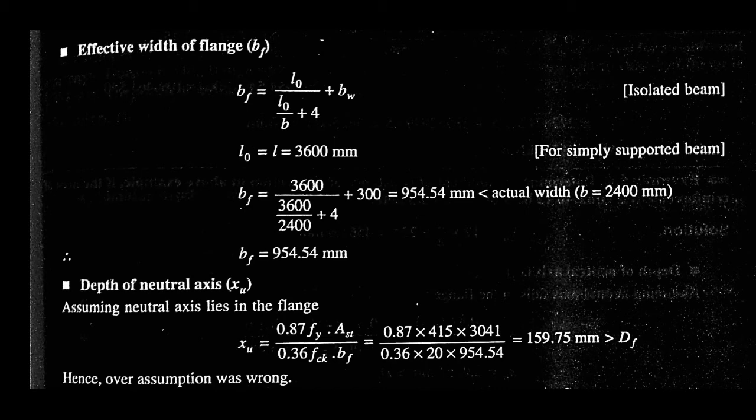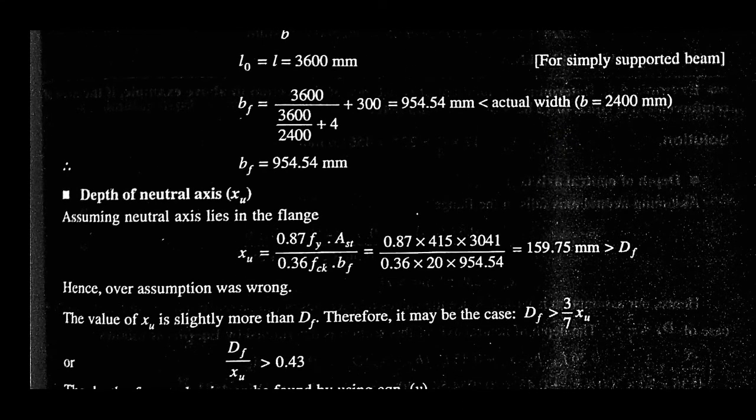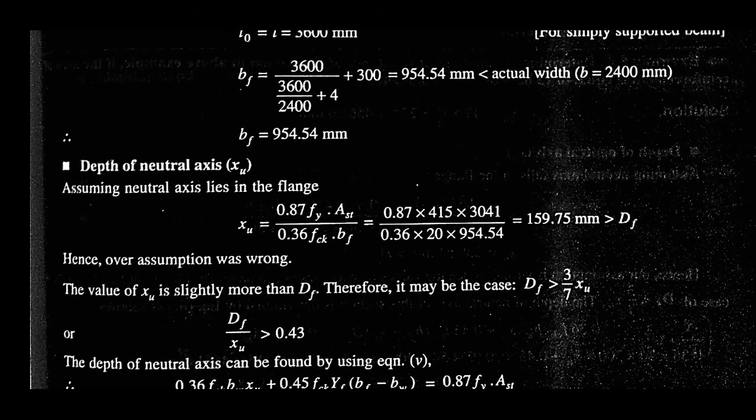That means the neutral axis in this case lies in the web. So now we have to take another consideration. The value of XU is slightly more than DF. Therefore, it may be the case that DF is greater than 3/7 of XU. Therefore, DF by XU is greater than 0.43.